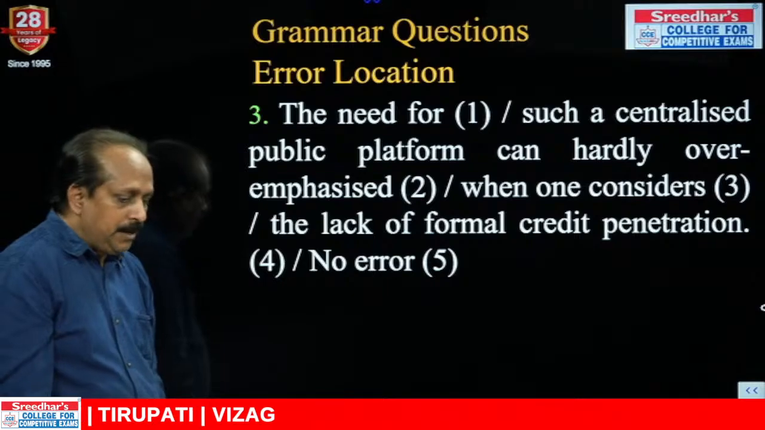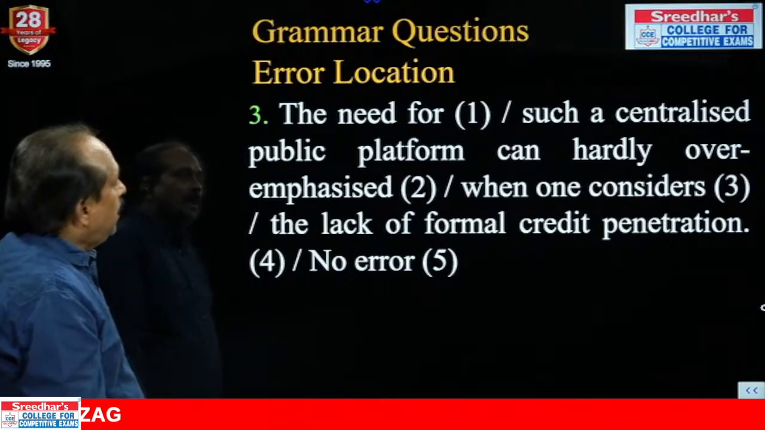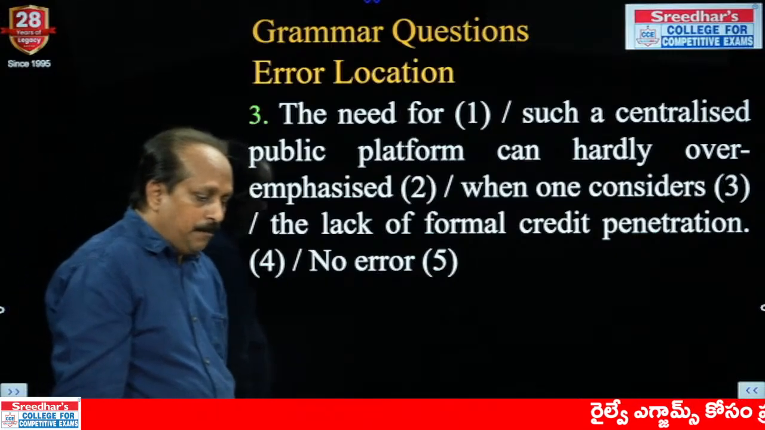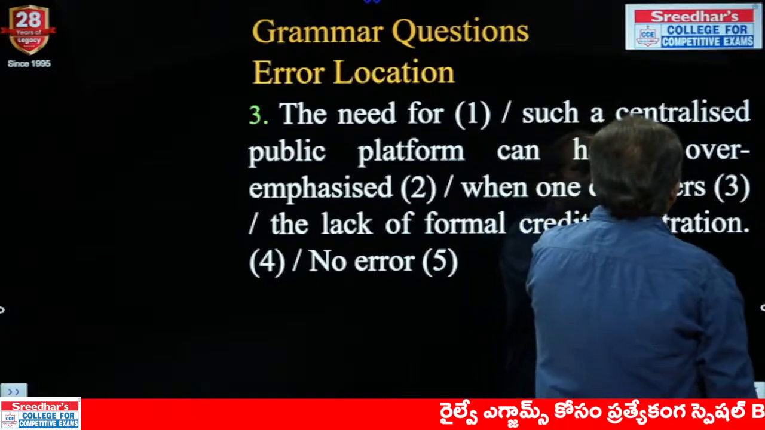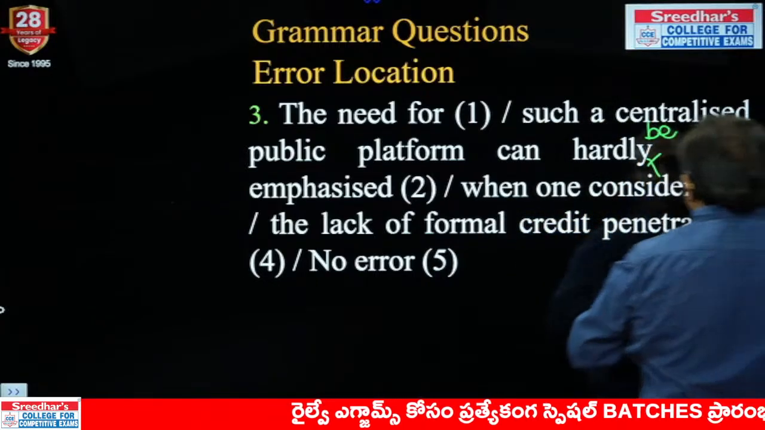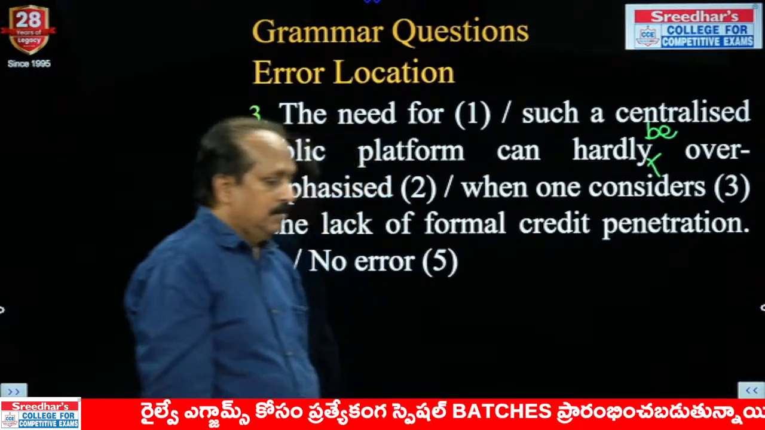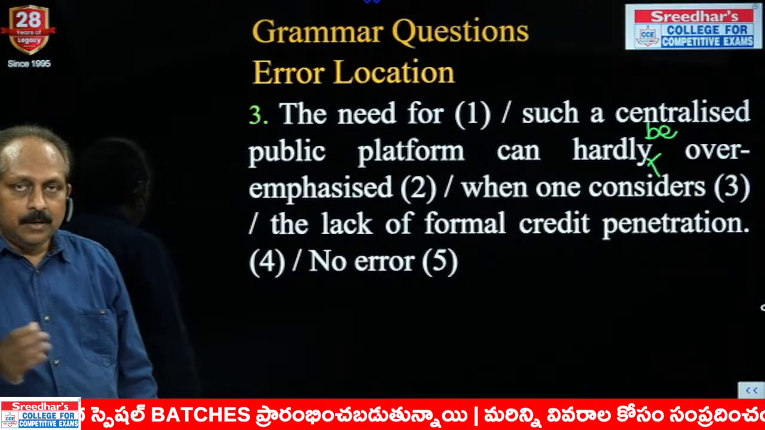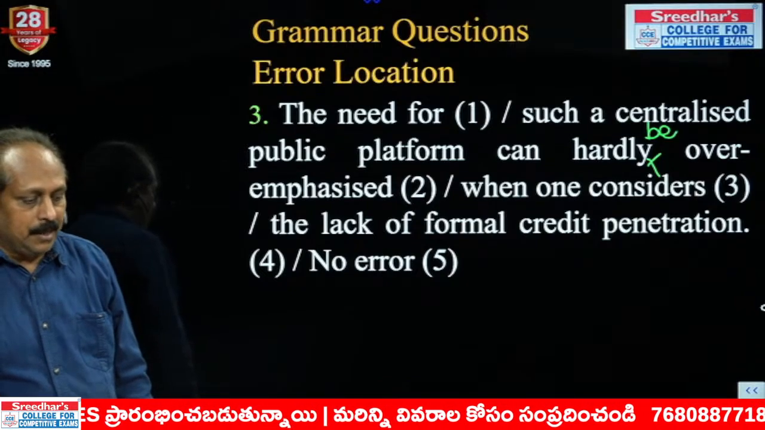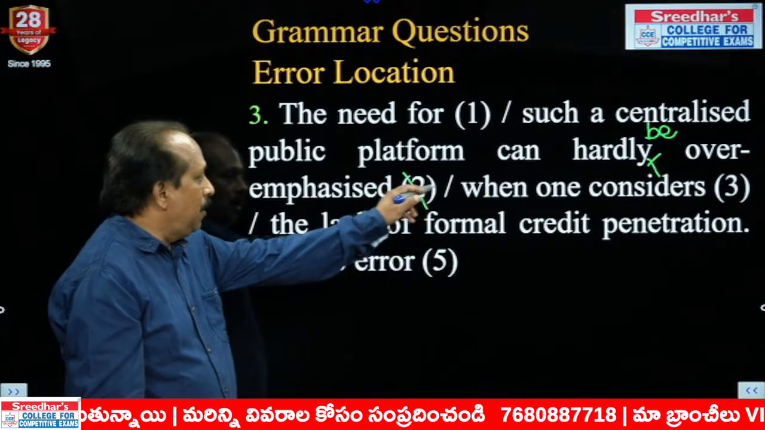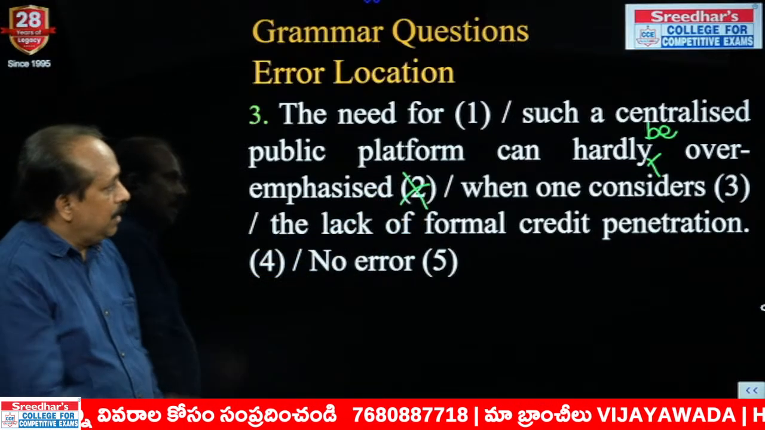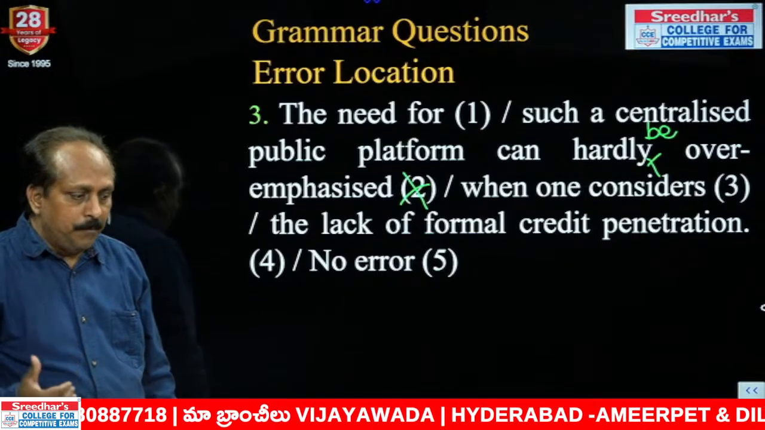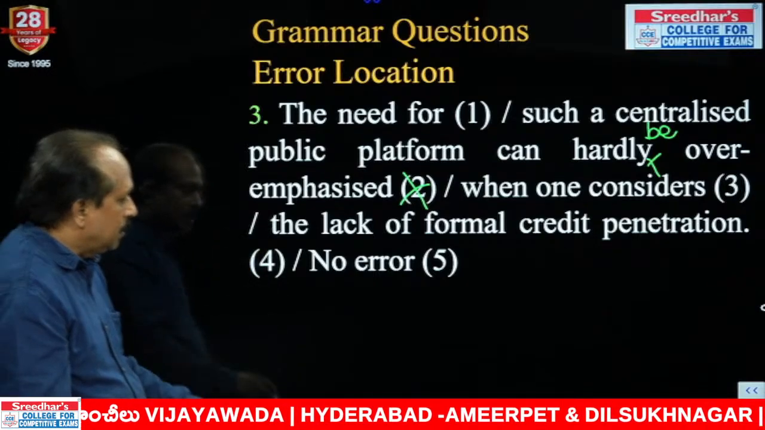The last question based on error location. The need for such a centralized public platform can hardly be overemphasized. This is a bit difficult. Here, it should be in passive voice. We can hardly emphasize something, active voice. Something can hardly be overemphasized, passive voice. Based on that, we have an error in the second part. Can hardly overemphasize is not grammatically correct. Can hardly be overemphasized, passive voice, that is correct.